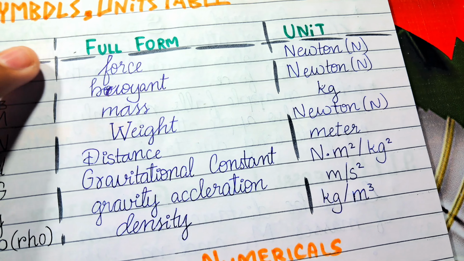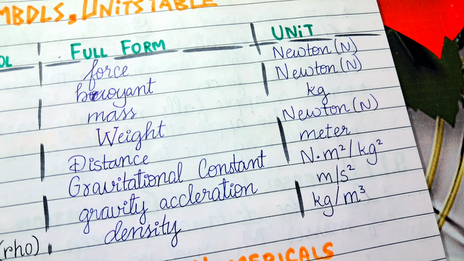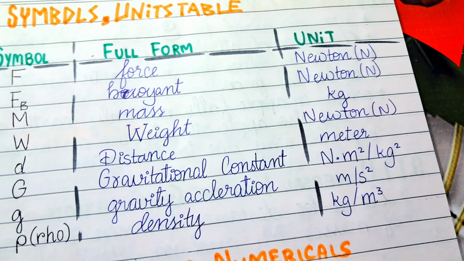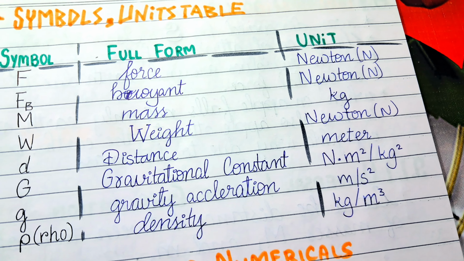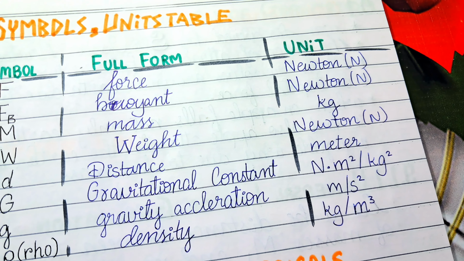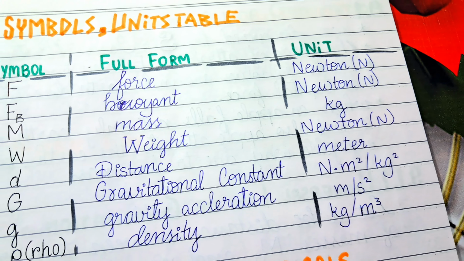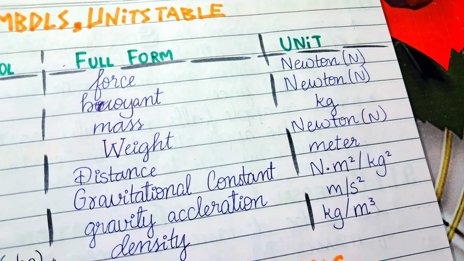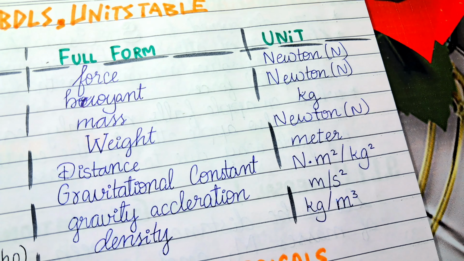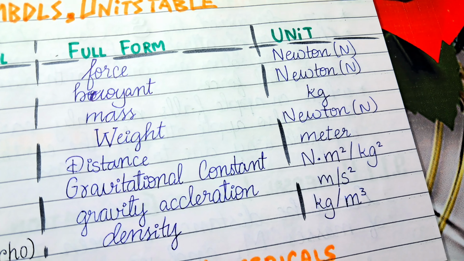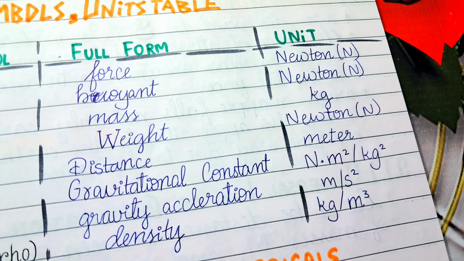F, which is for force, is Newton. FB, which is for buoyant force, is Newton. M, mass, kg. Weight, Newton. D, distance, meter. Gravitational constant, capital G, Newton meter square per kg square. Small g, gravitational attraction acceleration, meter per second square. Rho, density, kg per meter cube.